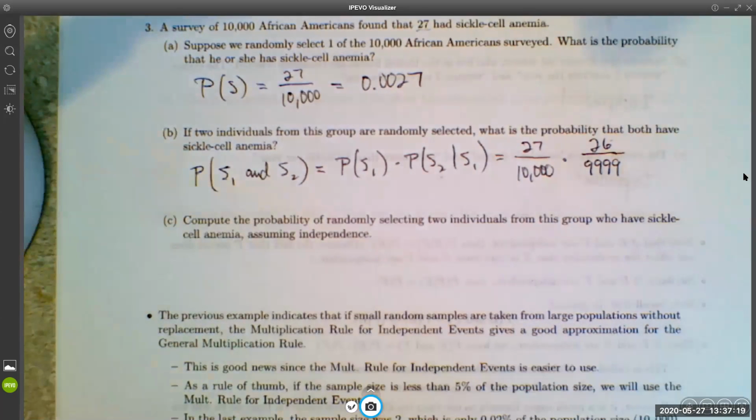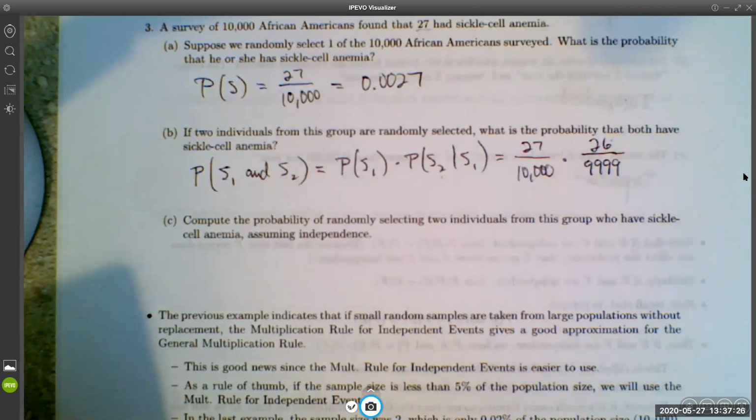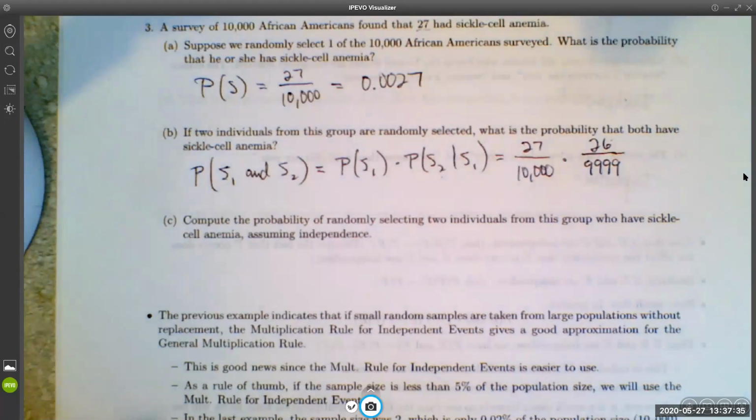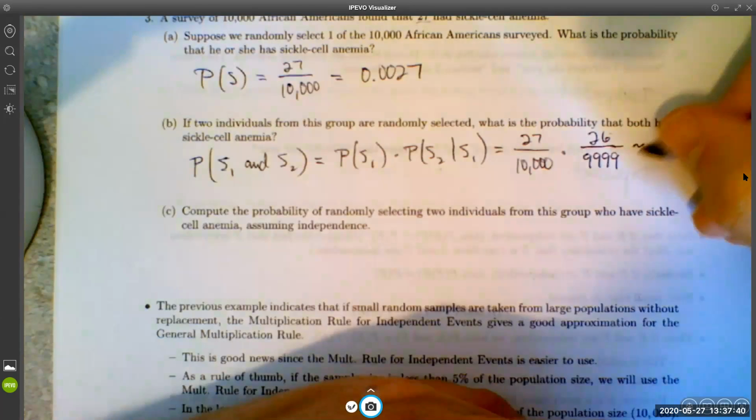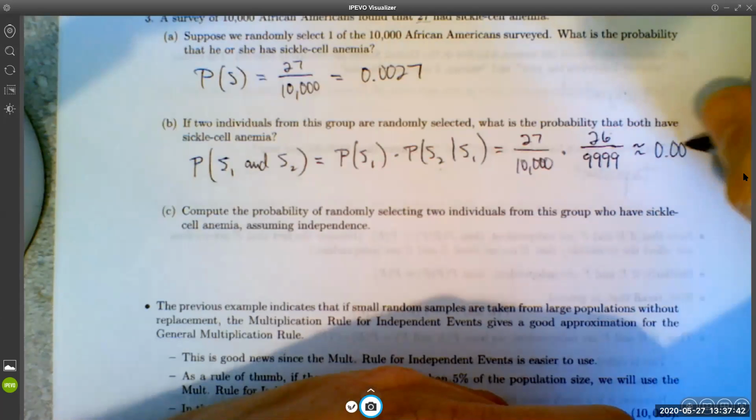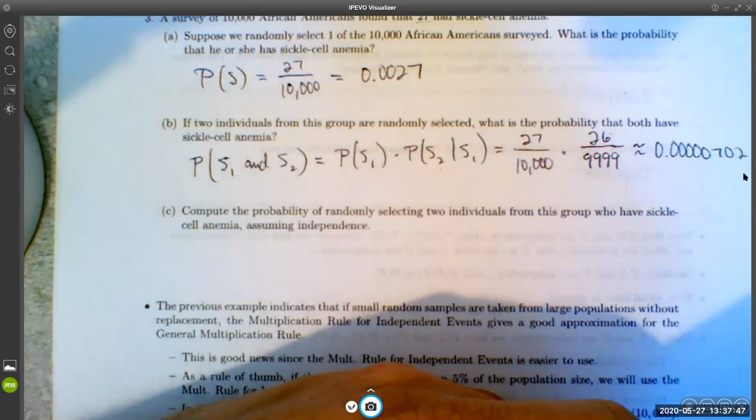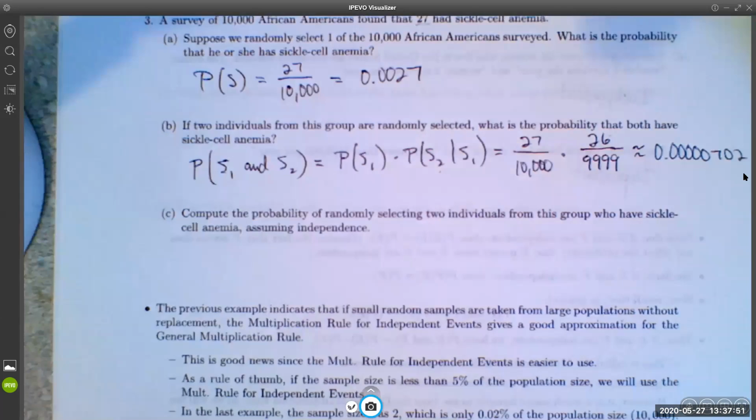So let's see what we get here. Something really small, I'm guessing. 27 out of 10,000 times 26 out of 9,999 is, so that's about 0.00000702. So 1, 2, 3, 4, 5 zeros, and then 702.